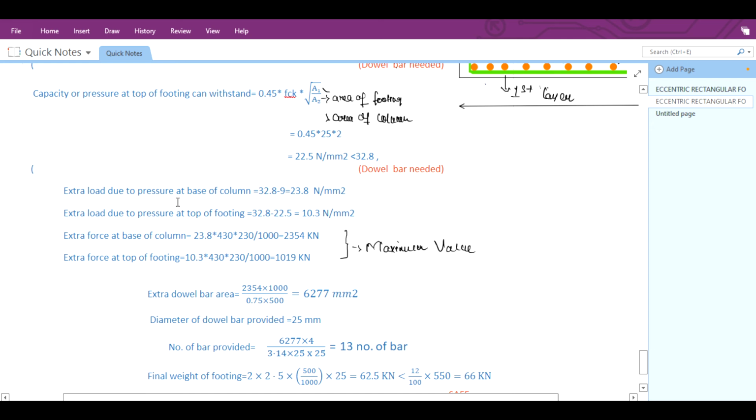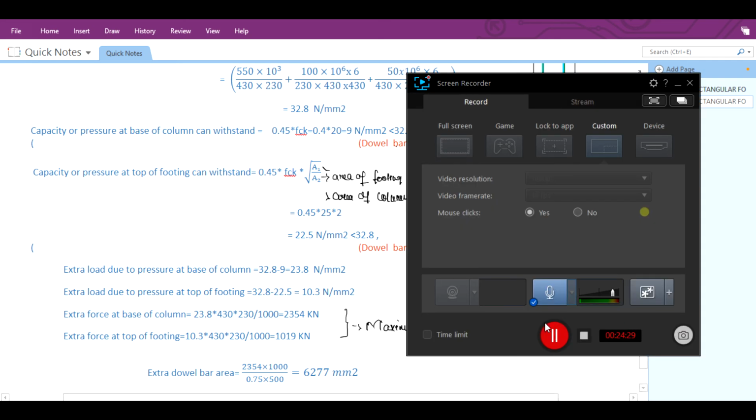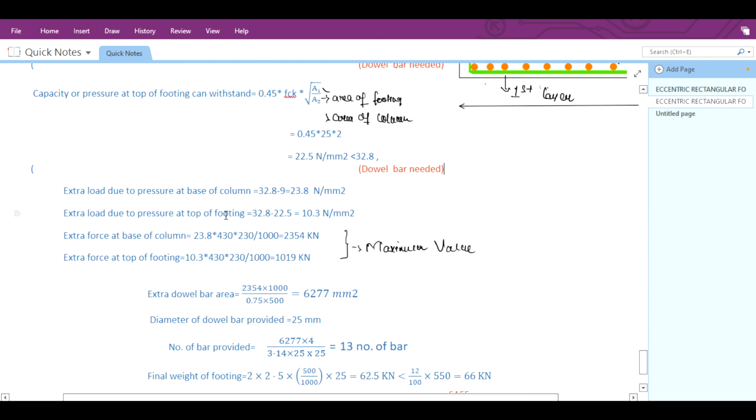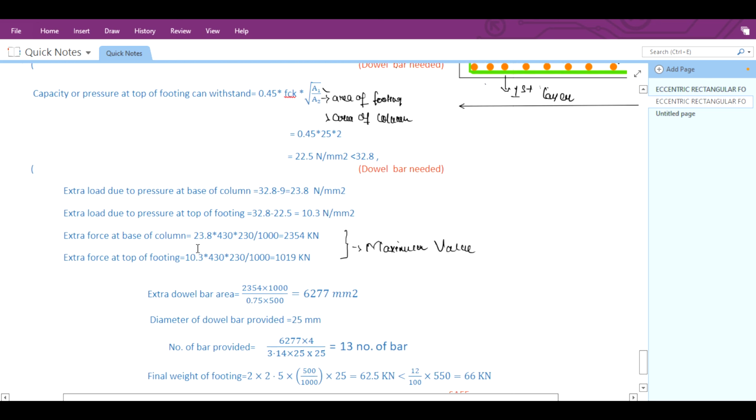Now the extra load due to pressure at the base of the column will be 32.8 minus 9, and it is 23.8, and the extra load due to pressure at the top will be 32.8 minus 22.5, it is 10.3. So the extra force will be 23.8 multiplied by the area of the column divided by 1000, so it will come in kilonewton, that is 2354, and at the top of the footing it is 10.3 multiplied by the area of the column divided by 1000, it is 1019.